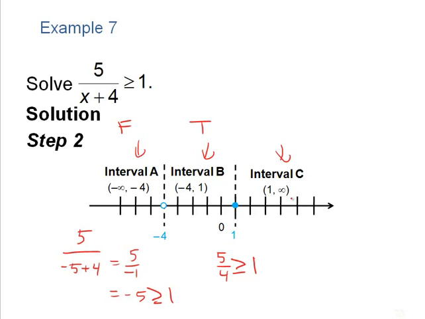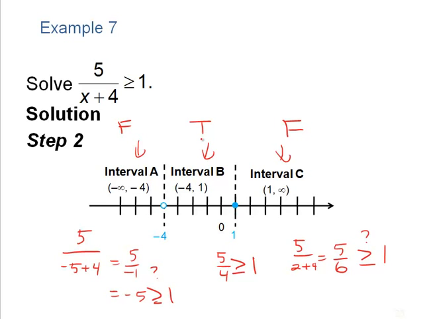And then check the last one. I'm going to pick just 2 because it's nice and easy. Then I have 5 over 2 plus 4, which gives me 5/6. And you ask yourself, is that greater than or equal to 1? No, 5/6 is less than 1, so this is false. Now, it's not always going to alternate like this. It does tend to do it a lot, but it doesn't always. You do have to choose every single interval.